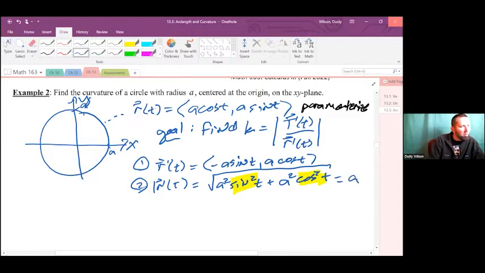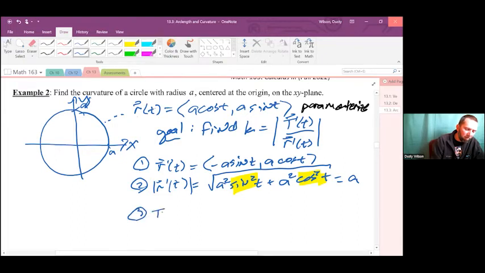So all this is going to be equal to a. Actually, it's the absolute value of a, but since a is the radius of the circle, we know that a is non-negative, and so we can ignore the absolute value here. So the magnitude of r prime is a. Okay, so now that we have r prime and the magnitude of r prime, this means that we can find T of t.